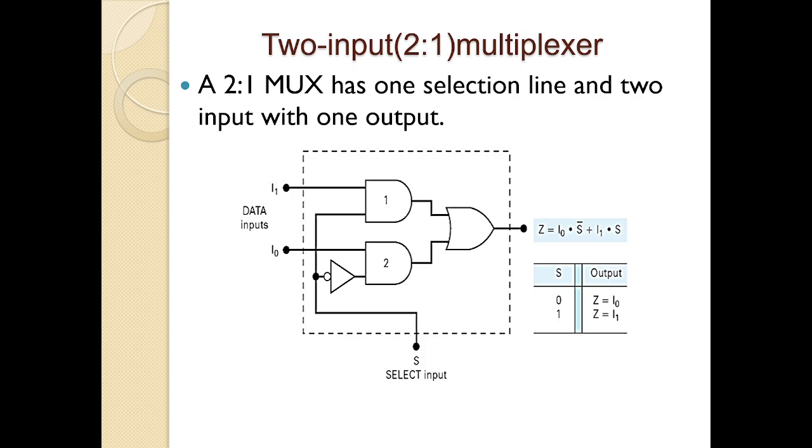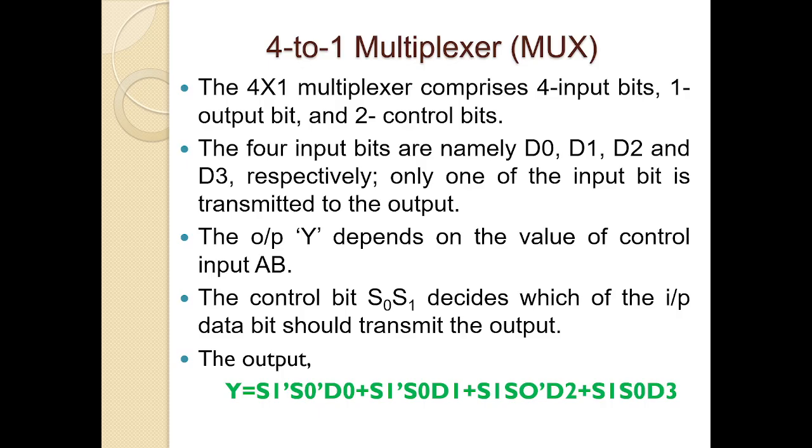The 2:1 MUX has 1 selection line and 2 inputs with 1 output. So this is the truth table and diagram of the 2:1 multiplexer. The 4:1 multiplexer has 4 inputs, 1 output and 2 selection lines or control bits. The 4 inputs are D0, D1, D2, D3. Output is Y. The selection lines are S0, S1.